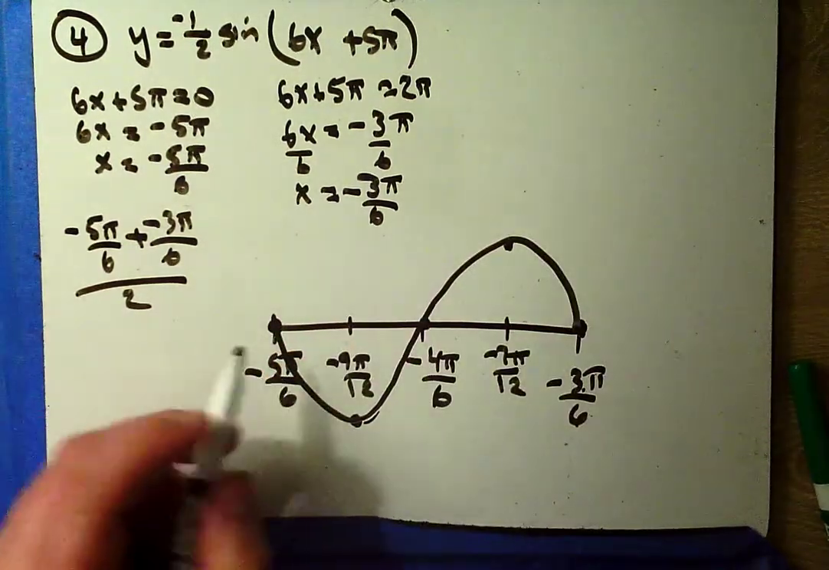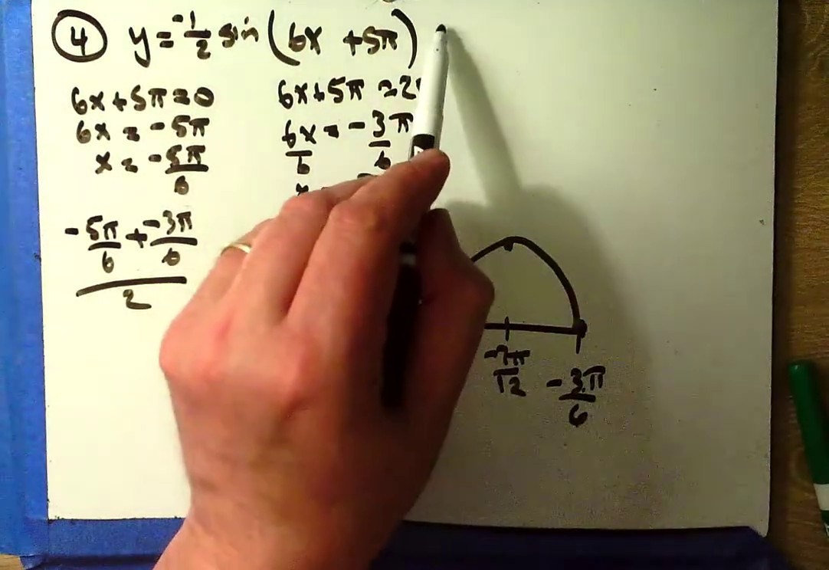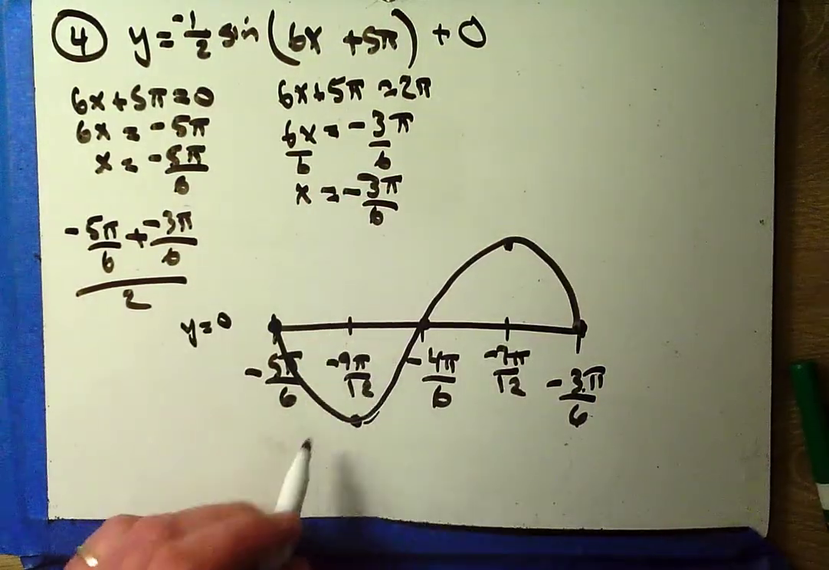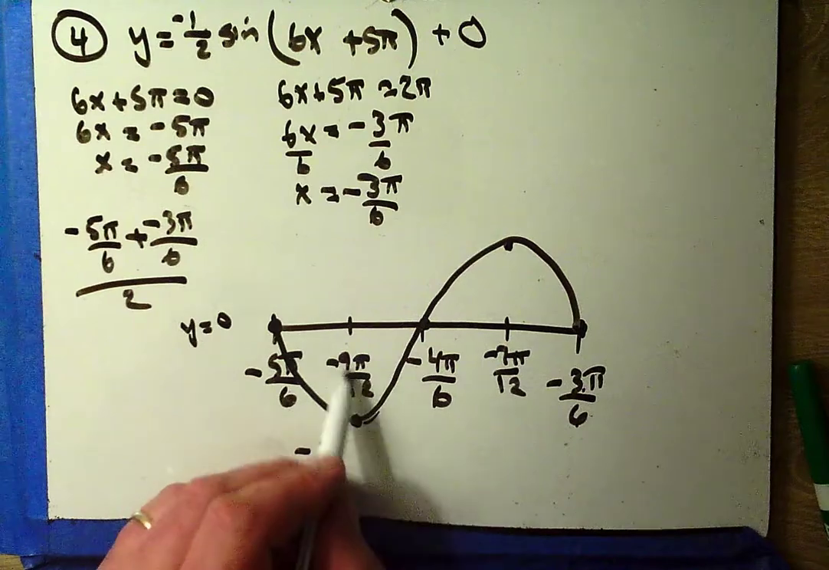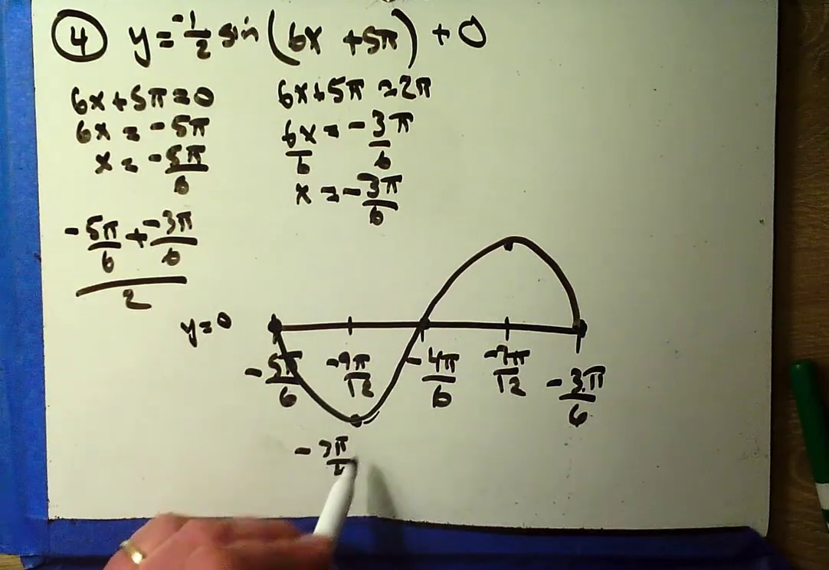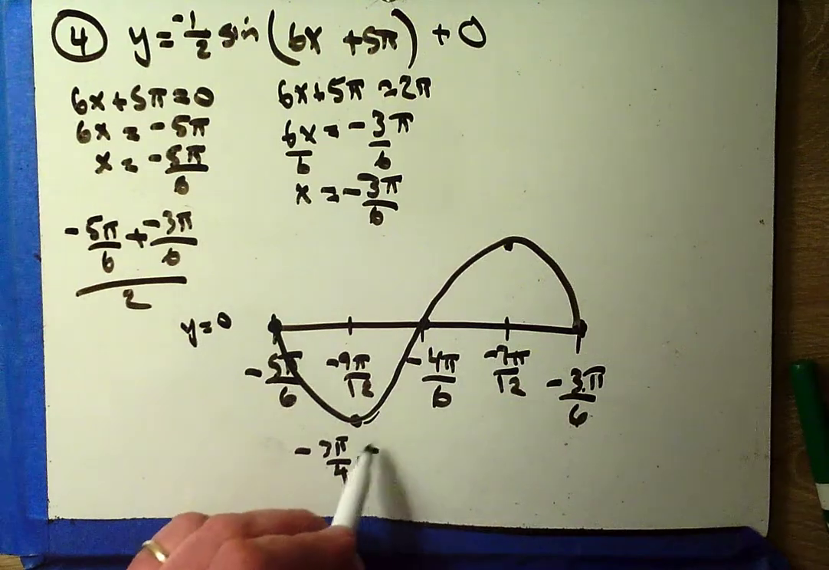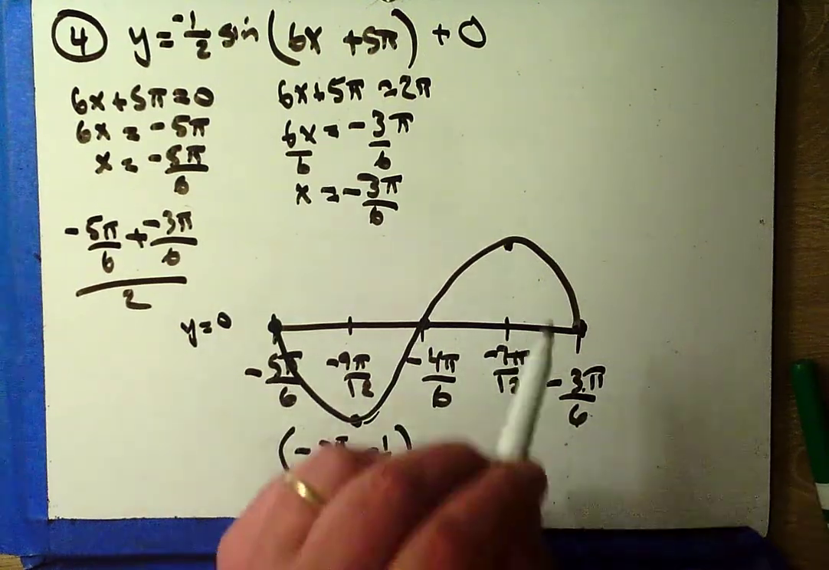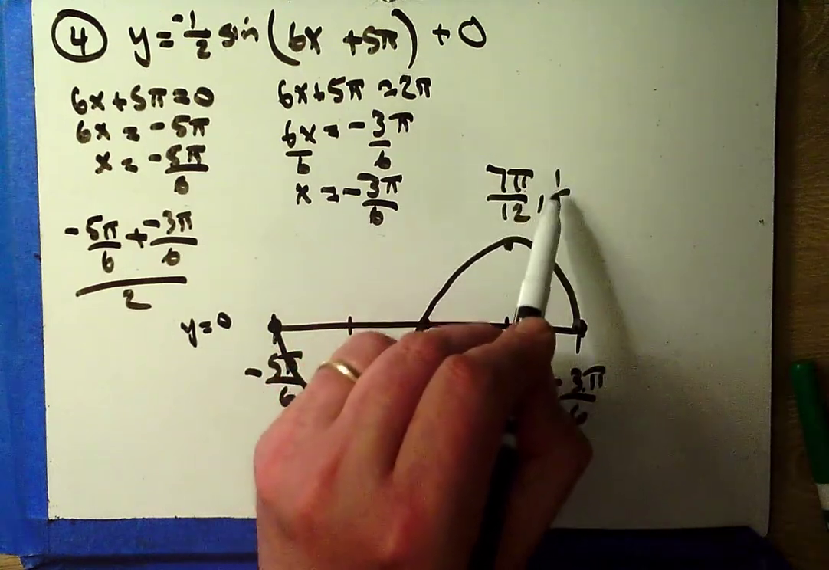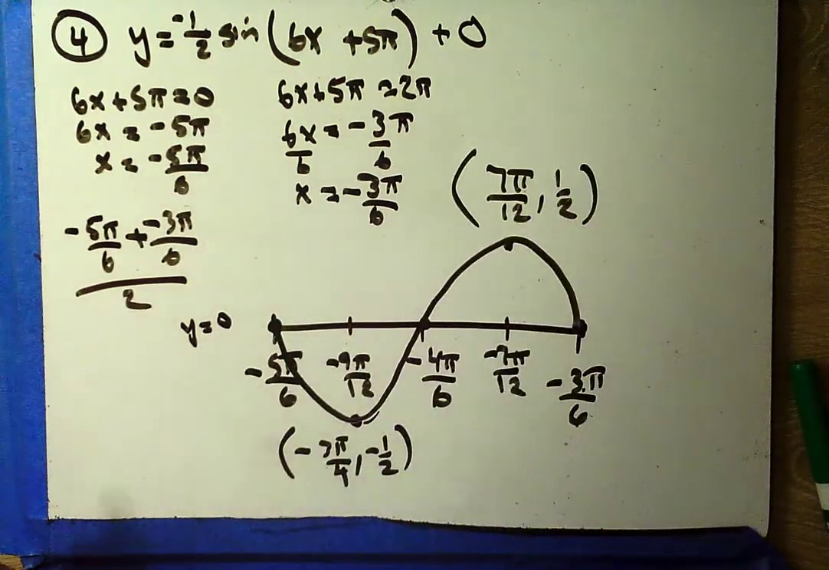There's our graph. The d value again is 0, so y equals 0 here. We're going to have negative, and if you want to reduce this, you can at this point, 3 pi over 4, comma, negative 1/2. And over here, 7 pi over 12, comma, positive 1/2. And there's problem number 4. Okay?